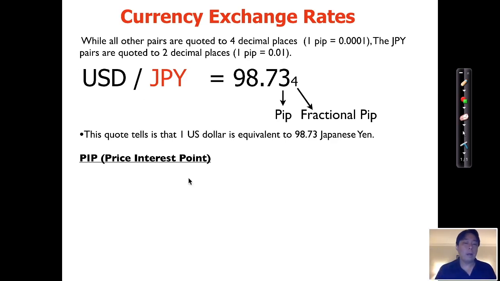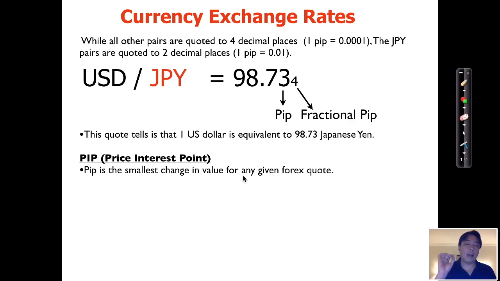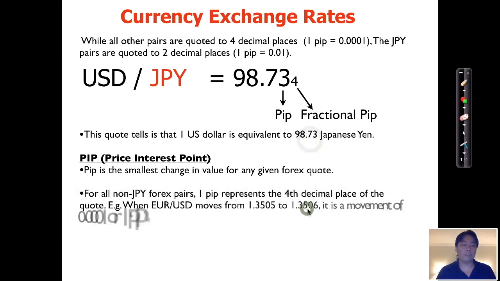So again, what's a pip? A pip is known as a price interest point. It's the smallest change in value for any given forex quote that we're interested in. Of course, the smallest one is the fractional pip, but we don't care about that. So it's the smallest one we care about. So once again, for all non-yen forex pairs, 1 pip represents the 4th decimal place of the quote. So again, when the Euro USD moves from 3505 to 3506, it's a movement of 1 pip or 0.0001.